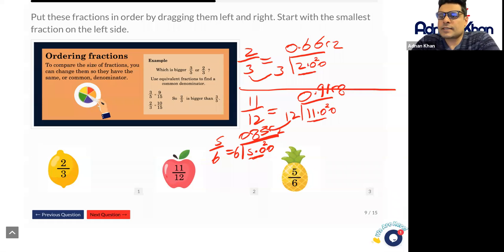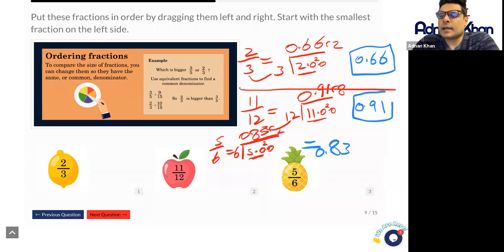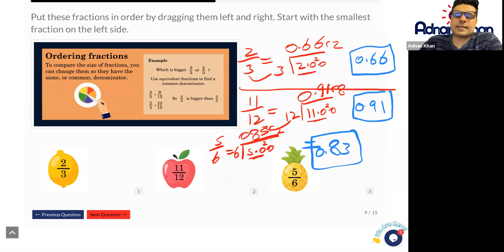So 5 over 6 stands for 0.83. 11 over 12 stands for 0.91. And 2/3 stands for 0.66. So you can now very, very easily compare which fraction is bigger and which fraction is smaller. So go ahead. Which one is smaller? Which one is bigger?